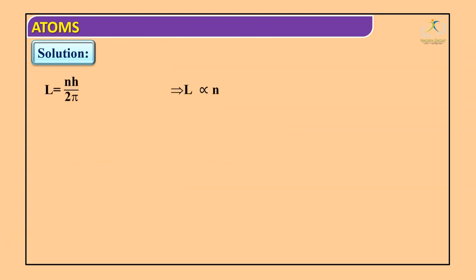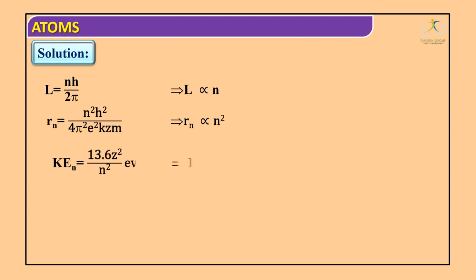L is equal to nh/2π. From here we can see that L is directly proportional to n. And R_n is equal to n²h²/4π²e²kZm. From here R_n is directly proportional to n². So kinetic energy is 13.6 Z²/n² electron volt, so kinetic energy is proportional to 1/n². Hence the correct option is 3.